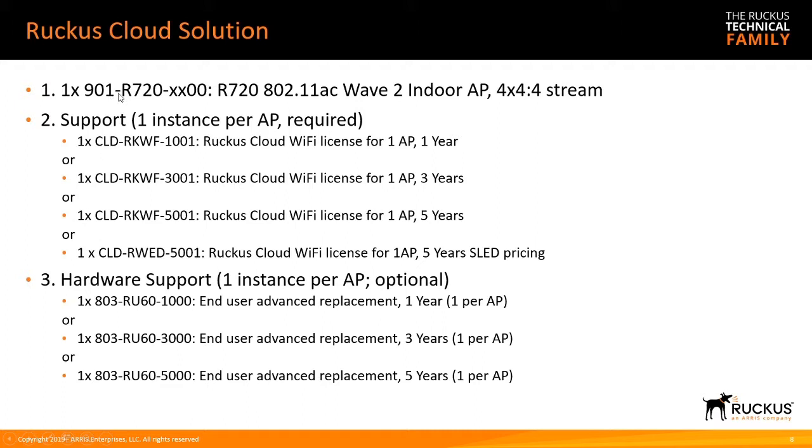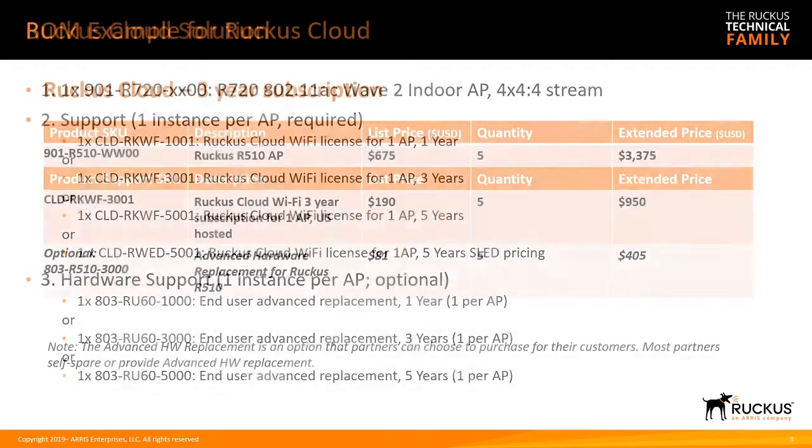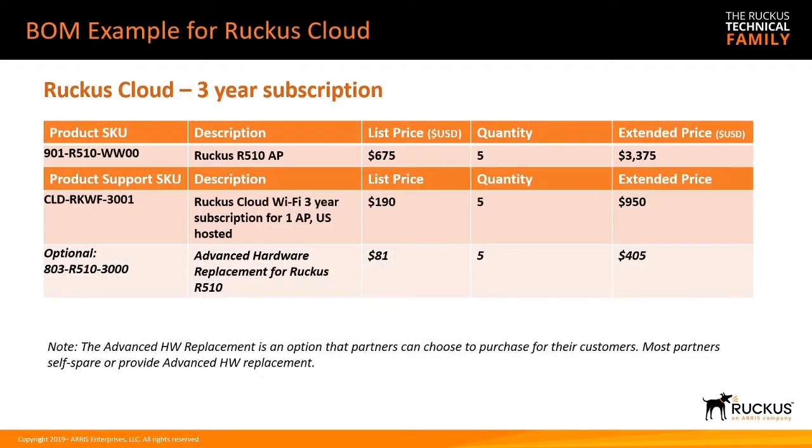The only required thing is you have to buy your APs, and then you need to buy the cloud subscription to go on those APs. Here's an example: a 3 year cloud subscription. We bought five R510s, so we're buying the 3 year subscription for one AP, and we buy five of those, quantity five.